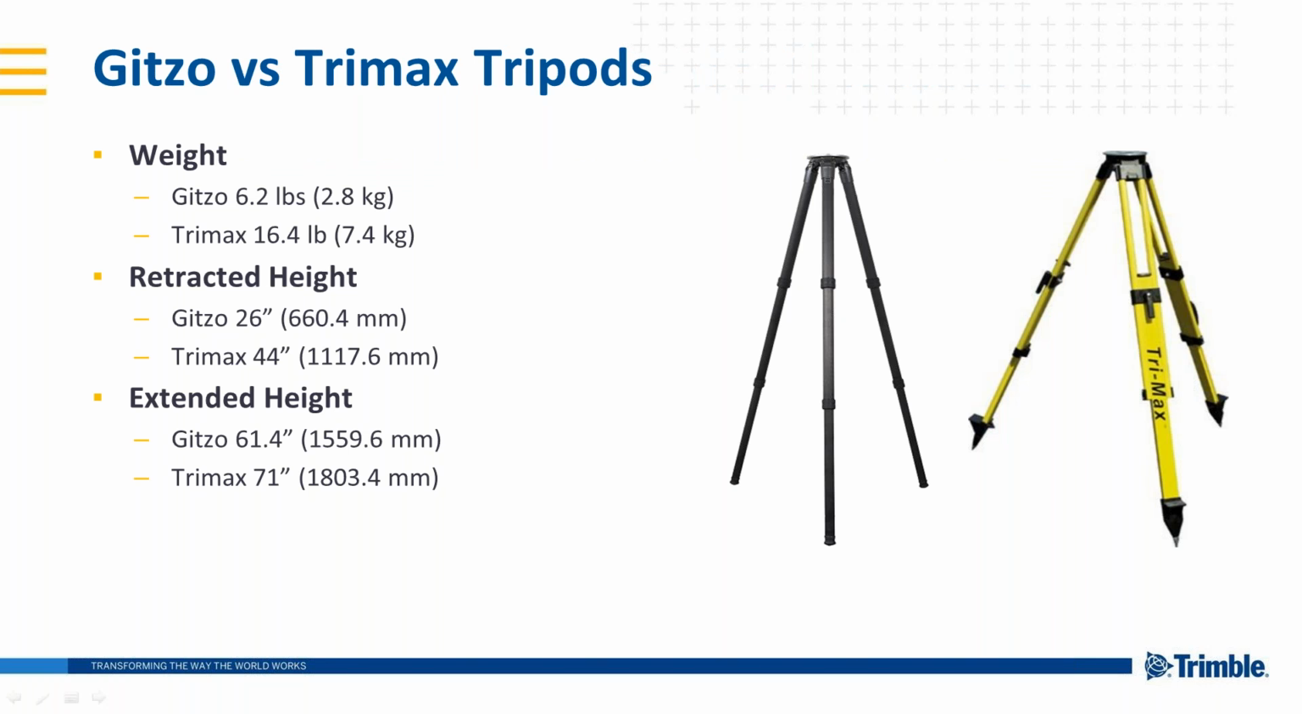Next, I want to do a comparison of the Gitzo tripod with the Trimax survey tripod to show some benefits that we've noticed when using the Gitzo with the TX scanners. Here are the physical specifications for both tripods. The Gitzo weighs 10 pounds less than the Trimax. It has approximately half the retracted height, and the extended height is just 10 inches less than the Trimax.